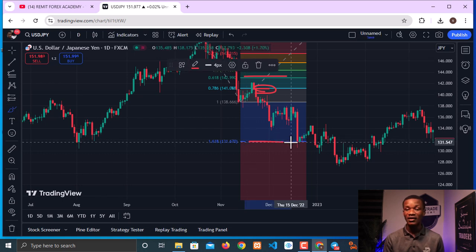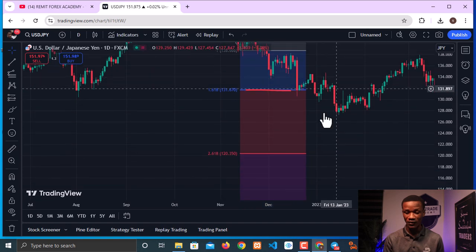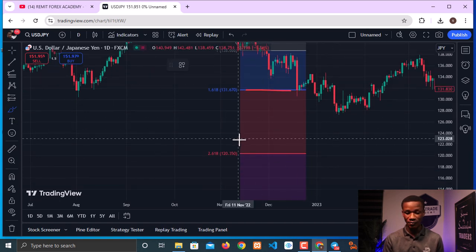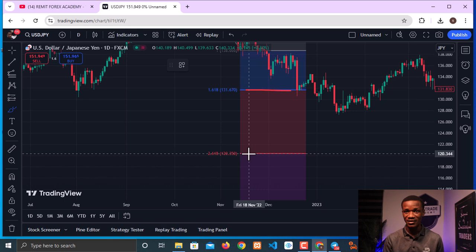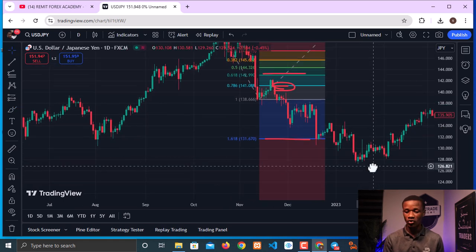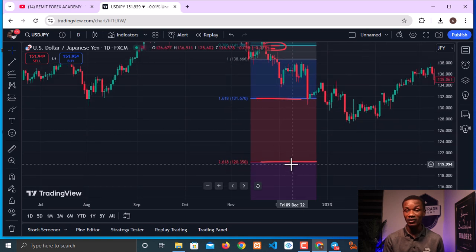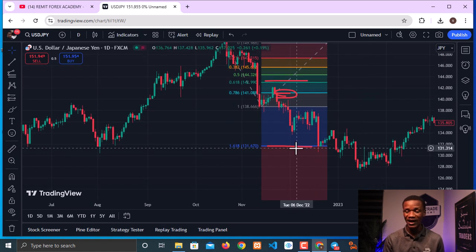This is your first take profit target, while your second take profit target is at this very point, the 2.618 level. Like I said, don't always go to the second take profit target. The first take profit target is always okay for you. Most times the market obeys and respects the first take profit target level if you are using the Fibonacci extension tool for your take profit target collection.